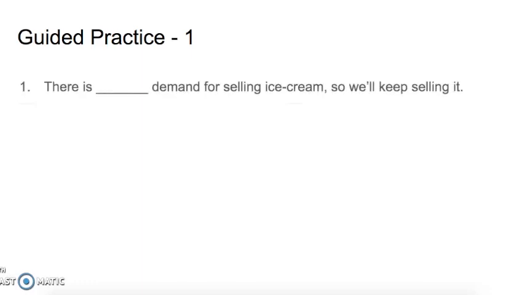Okay, now it's time for you to have a go. Let's look at this sentence. There is something demand for selling ice cream, so we'll keep selling it. So this is like a positive sentence. What quantifier do you think will go in the gap? You could say there is a lot of demand. You could say there is a little demand. There is a little demand for selling ice cream, so we'll keep selling it. So even though a little is a small amount, it's still important.